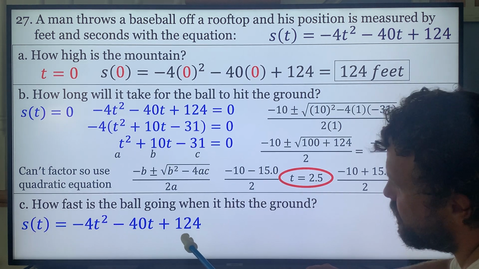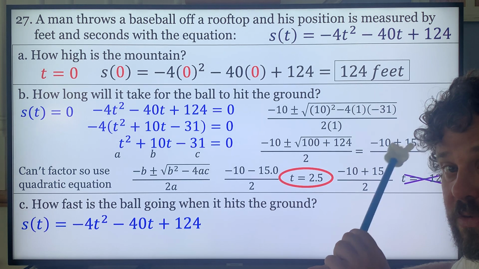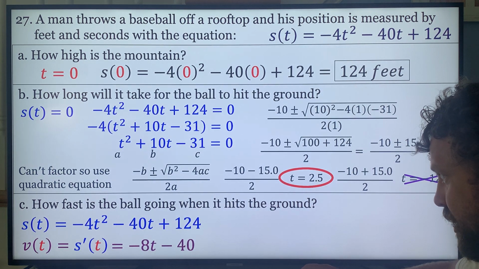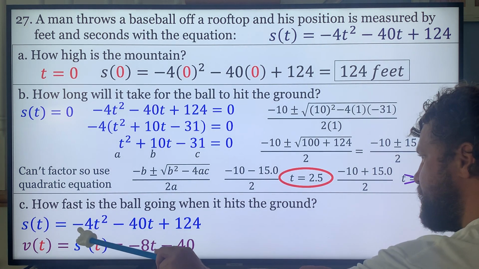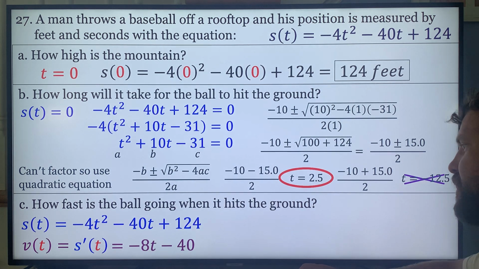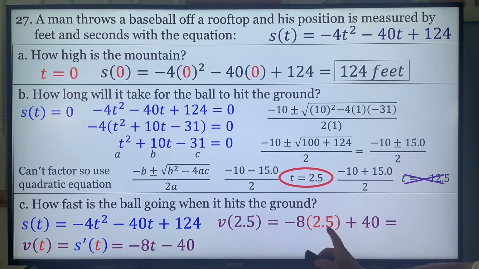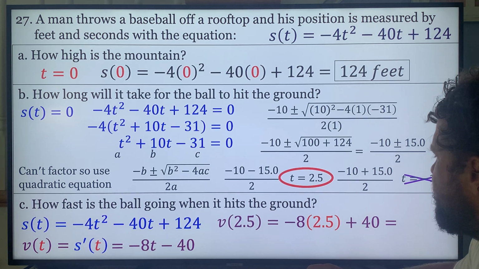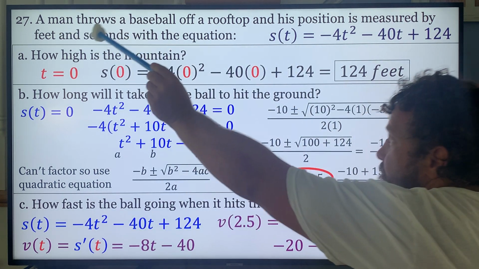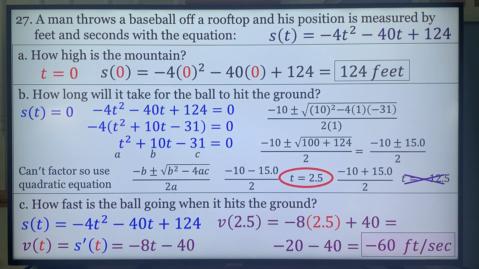So you have your original position equation. To find the velocity equation, what do we do? You derive it. Negative 8t minus 40 plus 0. Because this is negative 4 times 2t minus 40 times 1 plus 0. All right, now I'm going to take my t, which is 2.5, and plug it in here. Negative 8 times 2.5 is negative 20, plus negative 40 is negative 60. Don't forget units, feet per second.